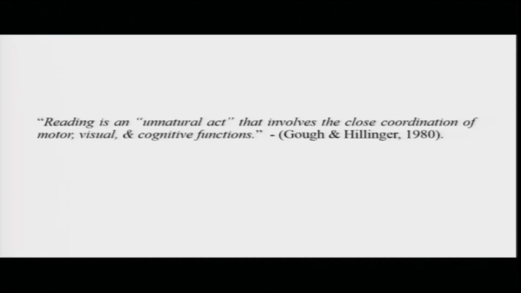So again, just to leave you with this, I'll repeat it, and you could reflect on what we've talked about. Reading is an unnatural act that involves the close coordination of motor, visual and cognitive functions. Motor is movement of the eyes, visual is how you are getting information from the symbols, and cognitive functions refer to meaning making, integration with the context, and all the other functions that we have talked about in the past as well.